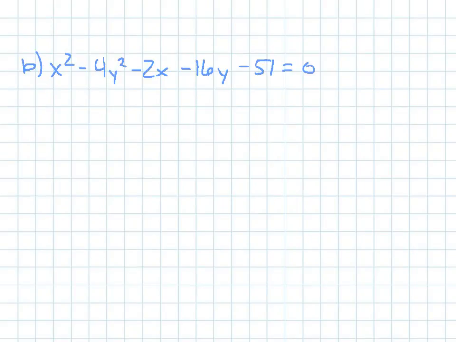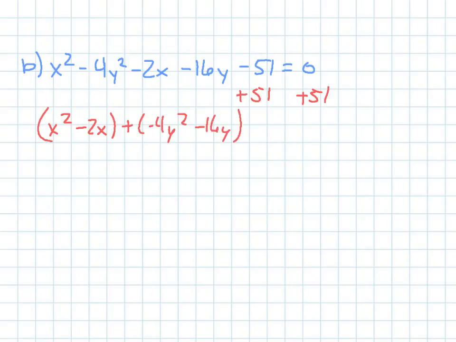Here, you have an x squared minus a 4y squared. So like I said before, the y squared is negative, so that means it's got to be a hyperbola. But let's check to make sure. So I want to group my stuff like I did before and move the 51 to the other side because I don't want it. So x squared minus 2x, negative 4y squared minus 16y. Okay.